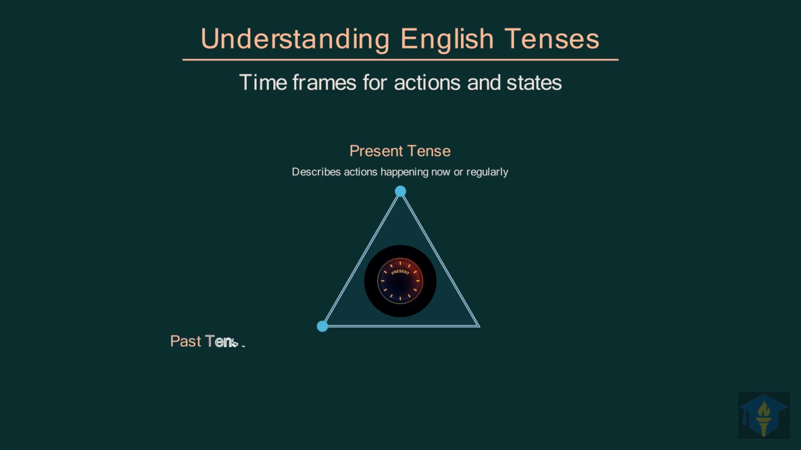The past tense is used to describe actions that have already occurred, placing them in history. This tense specifically describes actions that took place at some point before the present moment. The future tense is used to describe actions that are planned or expected to happen in time. This tense tells us about actions that will unfold or occur at some point in the future.